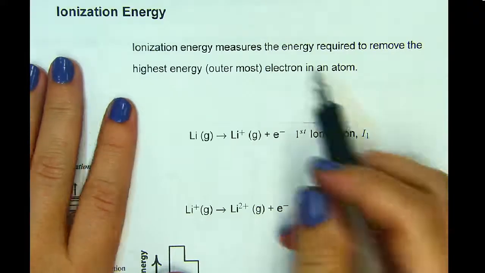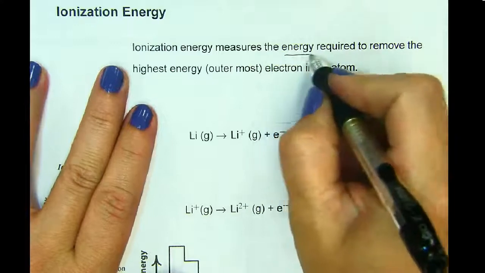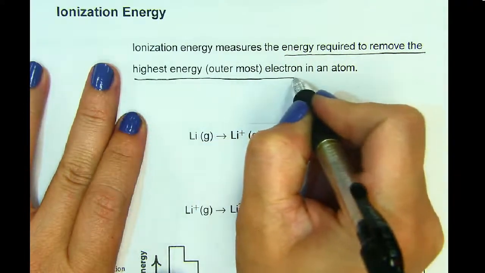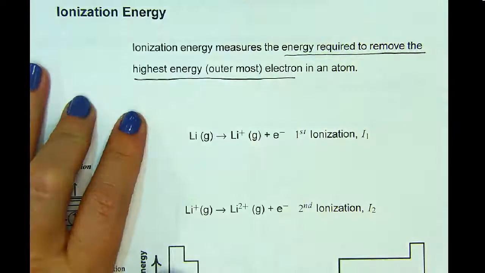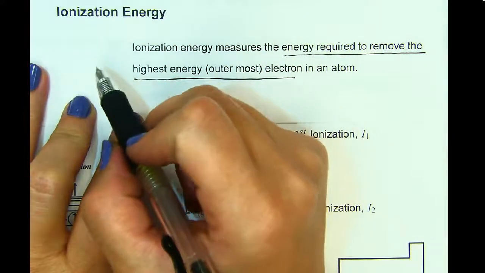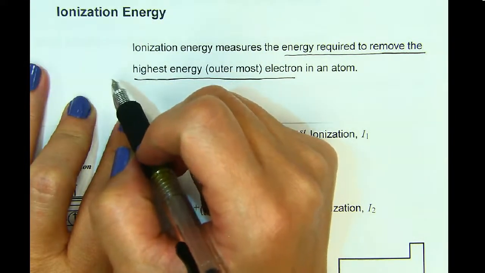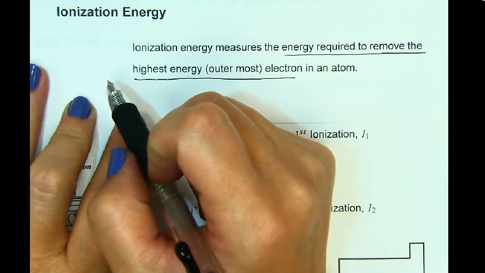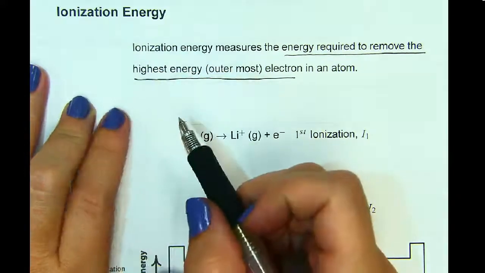All right, let's define it first. Ionization energy measures the energy required to remove the highest energy outermost electron in an atom. So if you have a hydrogen or helium atom, you're looking for the energy it takes to remove one of the 1s electrons. If you had, say, potassium, then the highest energy level is 4s, and you're looking at the energy it takes to remove that 4s electron.